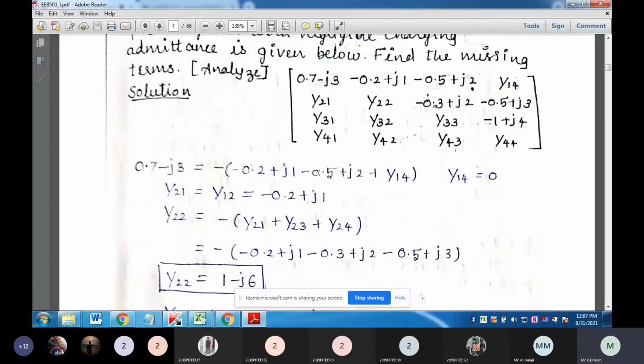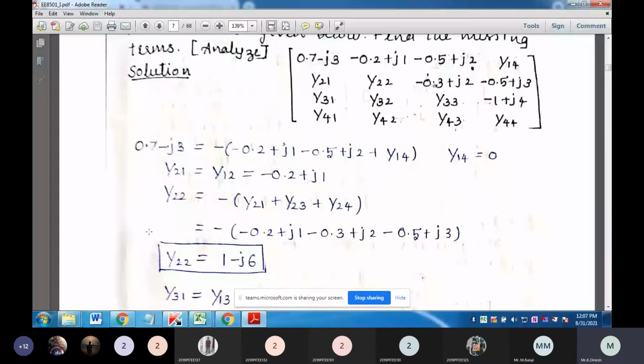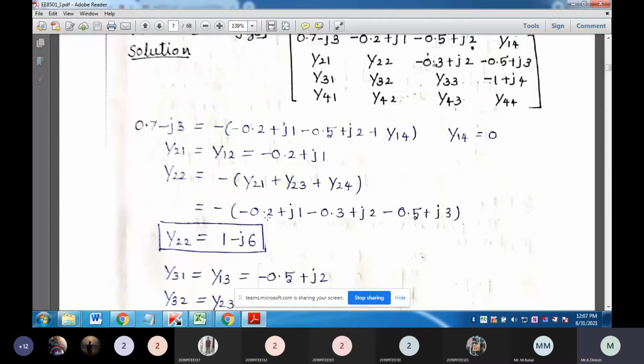For now, four elements are over. Y12 and Y21 are both equal. Likewise Y14 and Y41 are both equal. Next one is Y22. Y22 is nothing but minus of Y21, Y23, Y24. In the எல்லா வேல்யூமே நமக்கு தெரியும், just adding. So Y21 is minus 0.2 plus J1, Y23 is minus 0.3 plus J2, and Y24 is minus 0.5 plus J3. Y22 is over. Next one is Y31 and Y13.